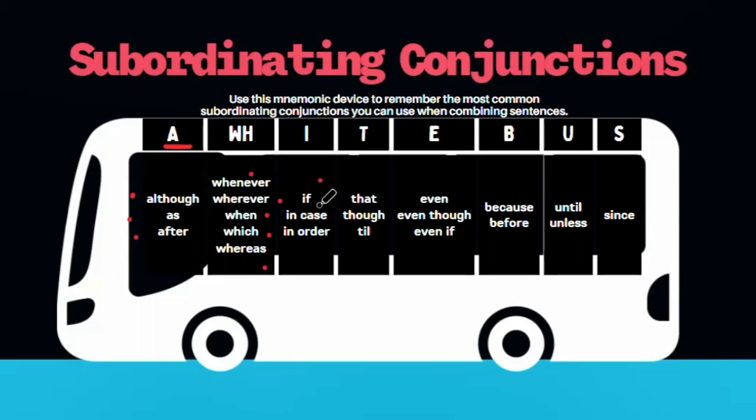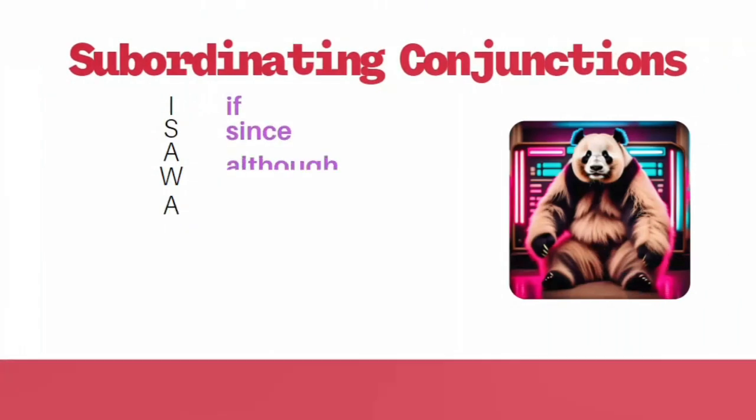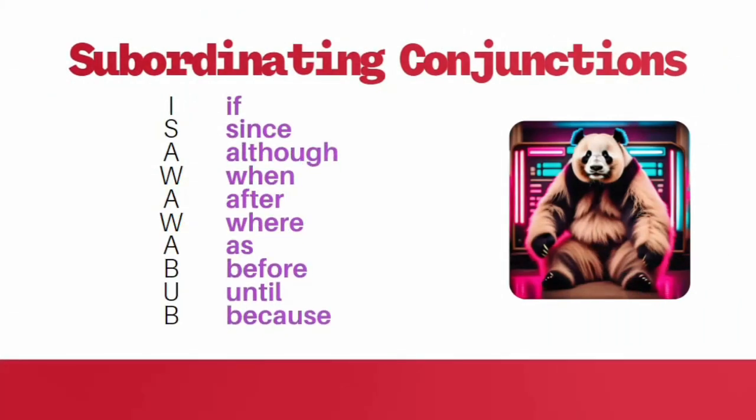I for if, in case, in order. T for that, though, till. E for even though, even if. B for because and before. U for until and unless. And S for since. So you can remember all of them, or at least most of them, with this mnemonic, a white bus. There is another very common mnemonic for memorizing subordinating conjunctions, and that is I saw a Wabub.